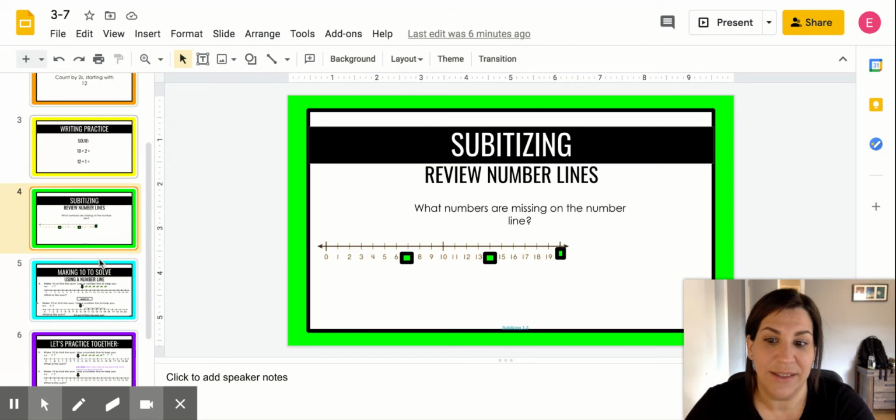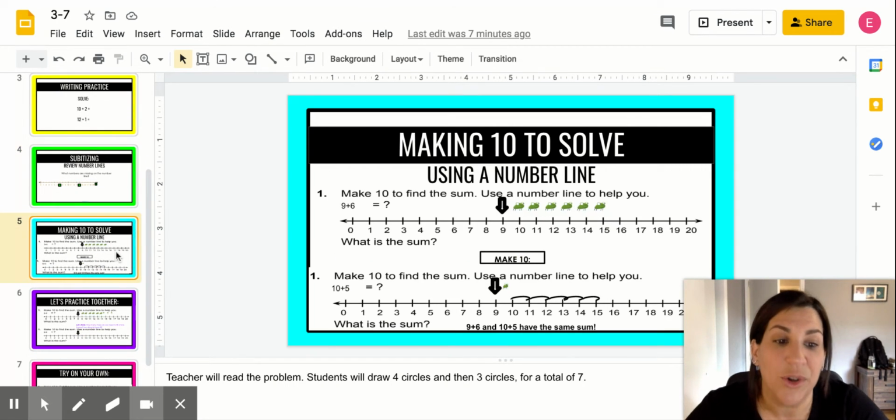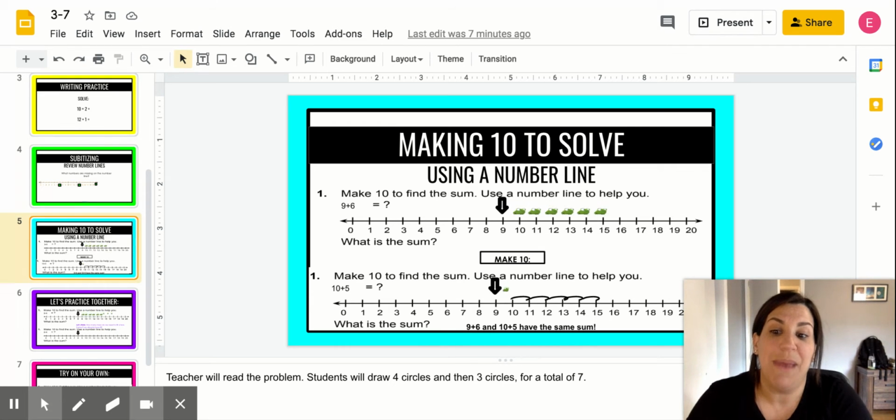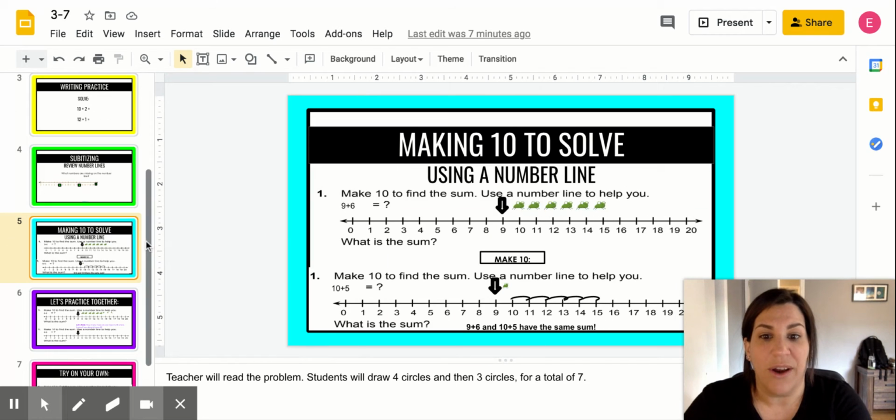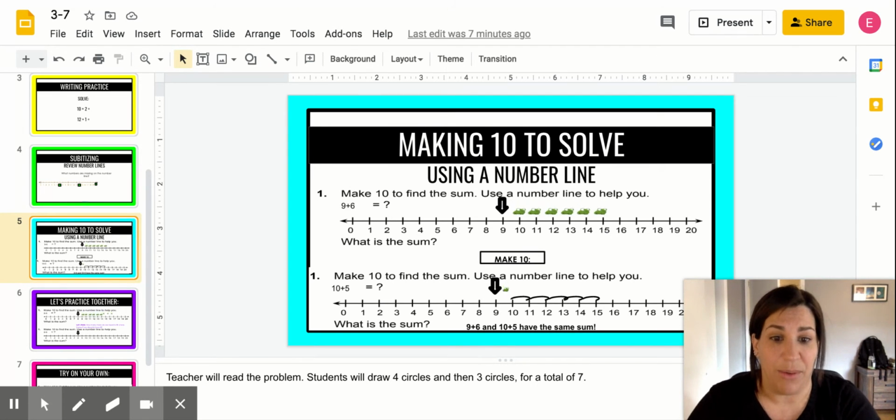Good job, guys. Now we're going to move on to our new topic of the day, which is making a 10 to solve. Okay, so guys, we use number lines to help us, and we already learned this. Right here, they're asking us to solve the equation 9 plus 6. So look at what we've done. We've started at the 9, and we have these frogs that are jumping because we make 6 jumps. And where do we land? Right here at the 15.